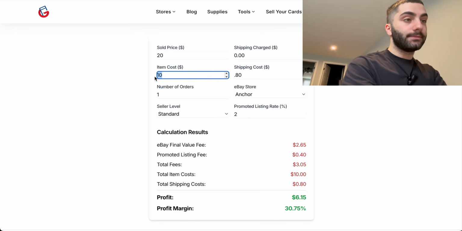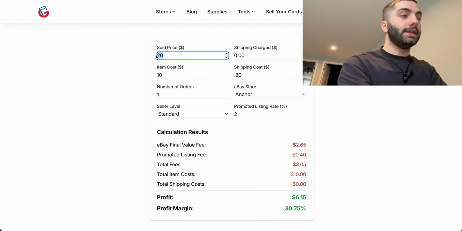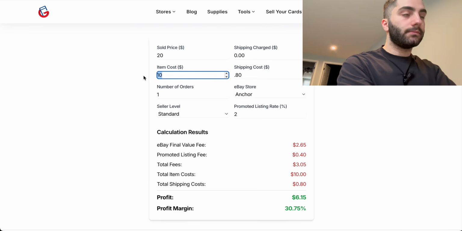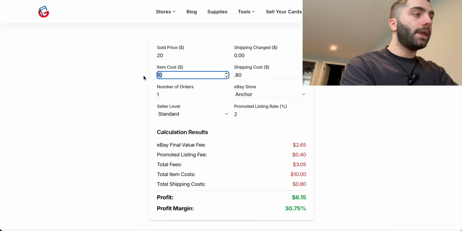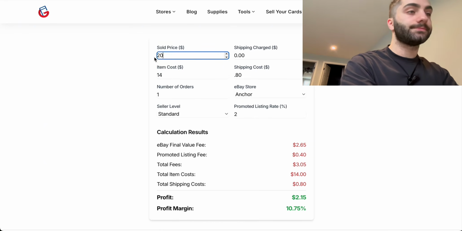And then the way that I do it with the $20 and up cards is like this. So let's say a card is worth $20 market and you're paying 70% on that. So that would be you're paying $14.